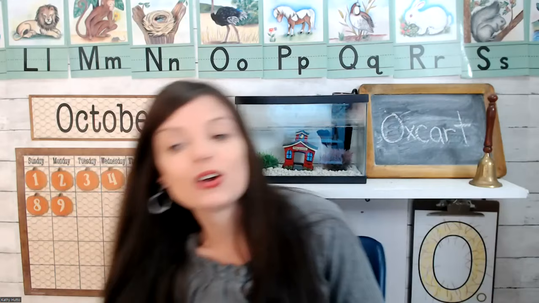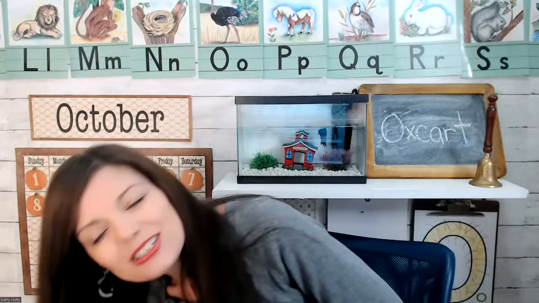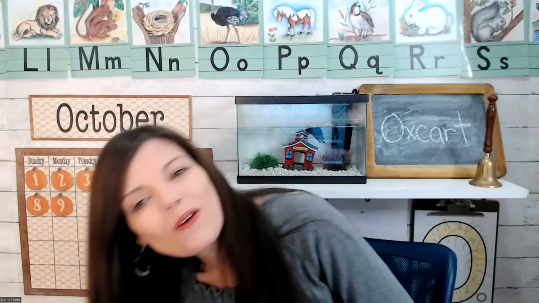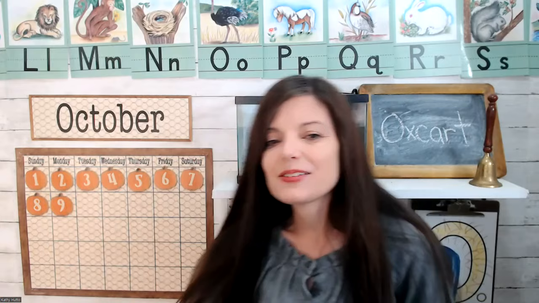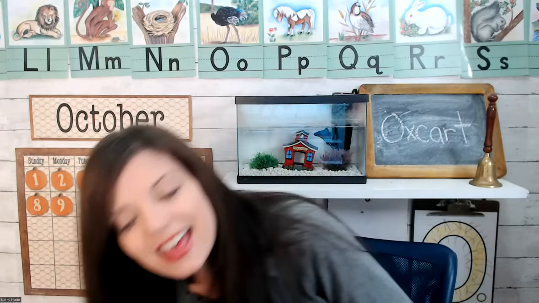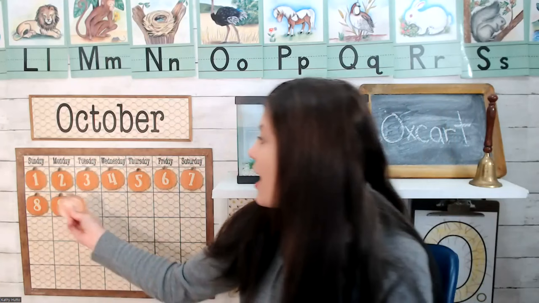One, two, three, four, five, six, seven, eight, nine, one more, ten. Today is October 10th. Can you say October 10th? October 10th. If you want to know what day of the week it is, go up to the top and check.